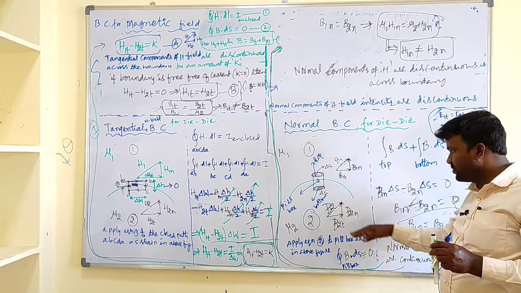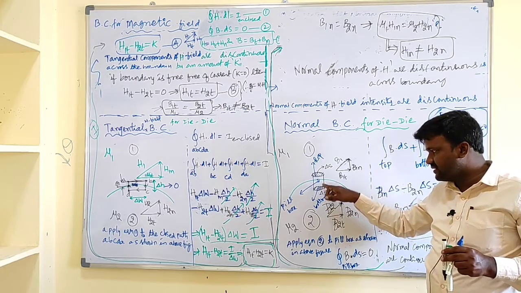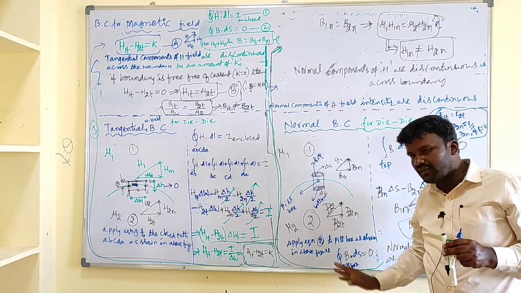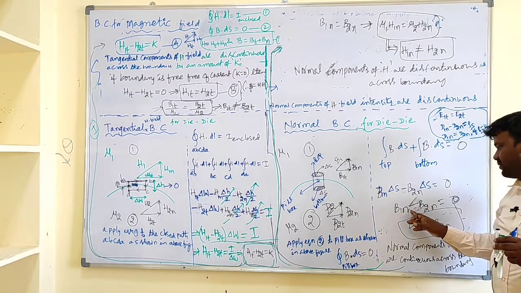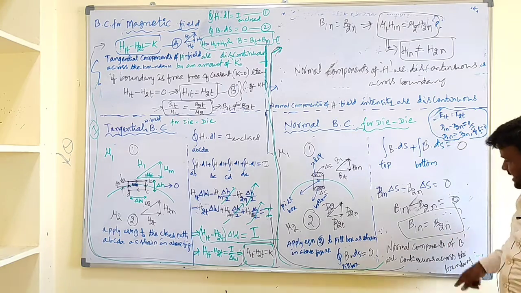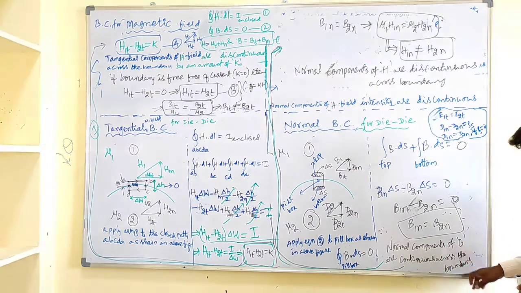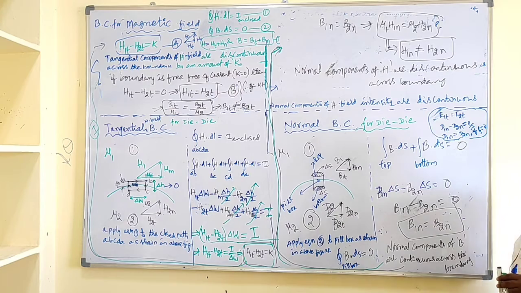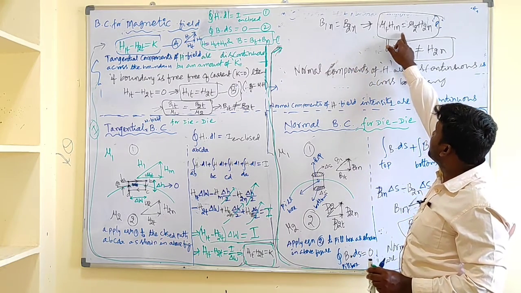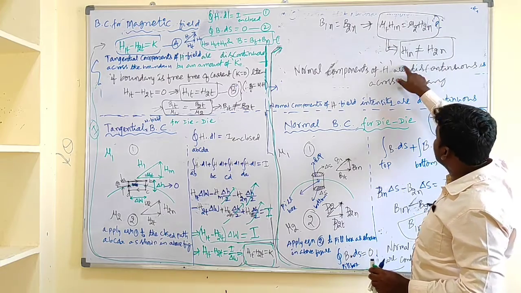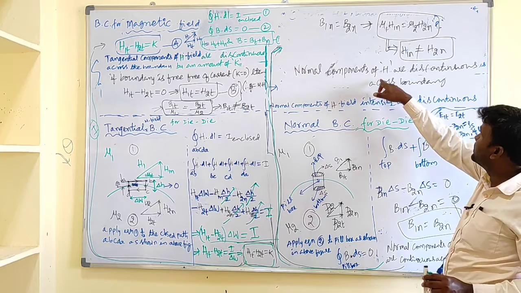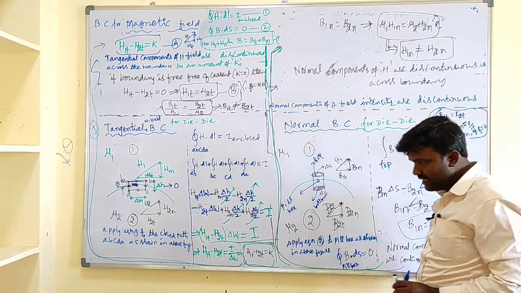This negative sign is due to the differential surface area's normal. Suppose this is the positive az direction, then for the bottom it should be the negative az direction. So B1n minus B2n equals 0. Finally we got B1n equals B2n. It indicates that normal components of B are continuous across the boundary. From this we can write B1n equals B2n, that is mu1 H1n equals mu2 H2n. That indicates H1n is not equal to H2n, so normal components of H are discontinuous across the boundary.